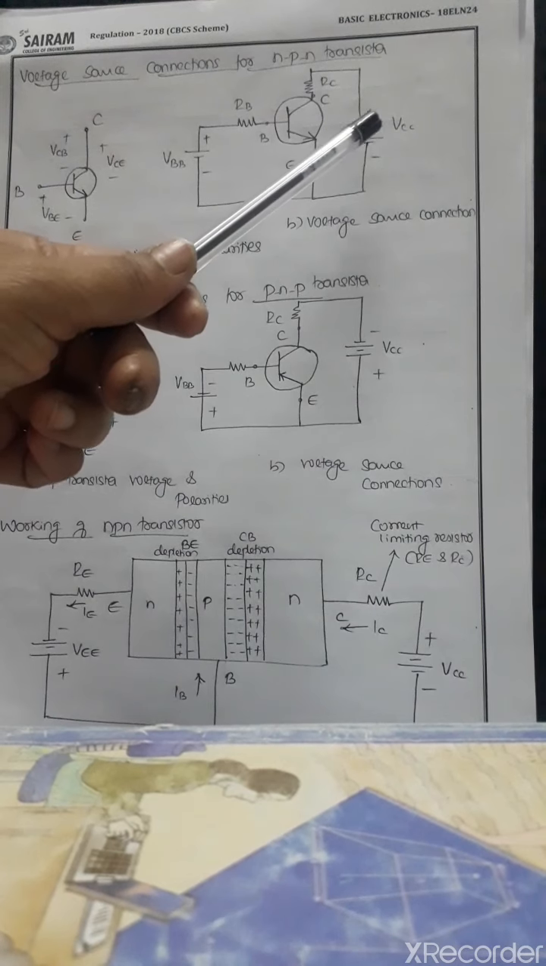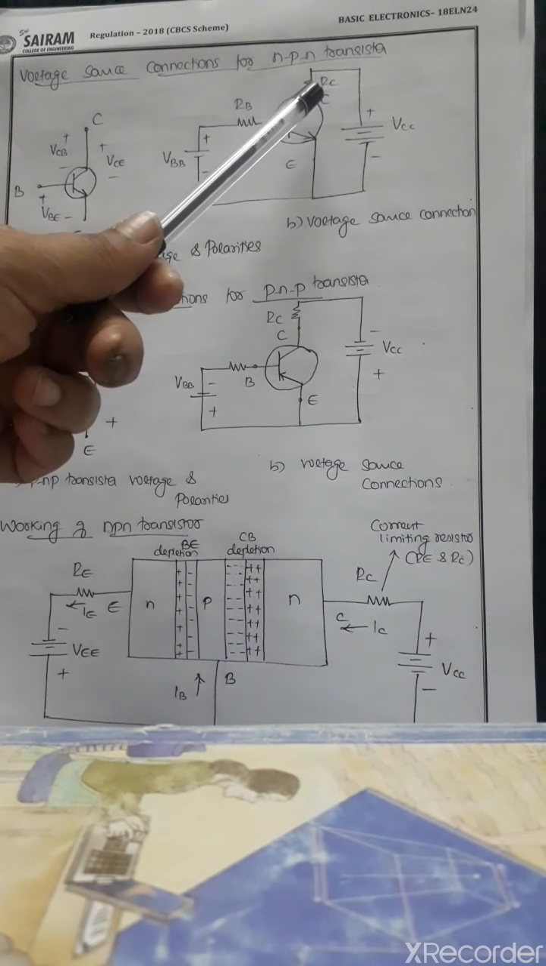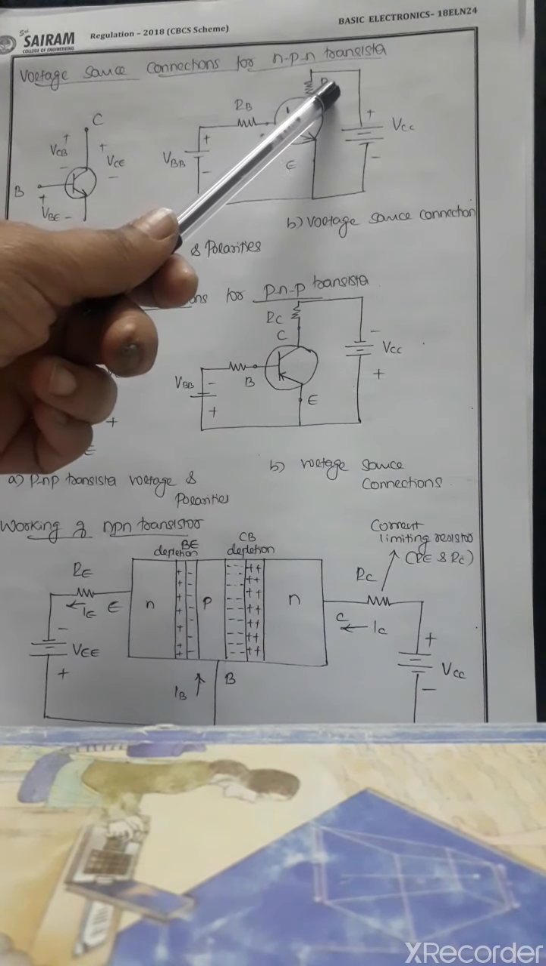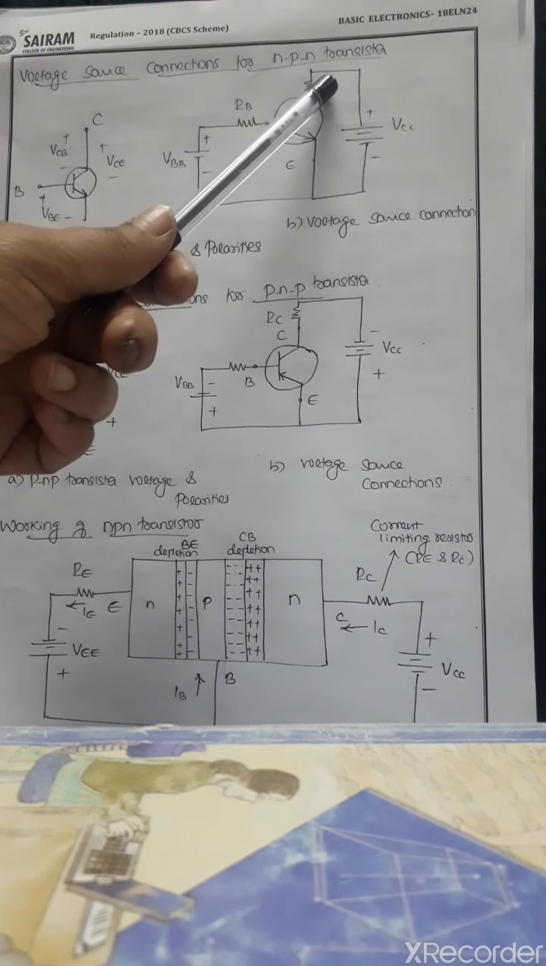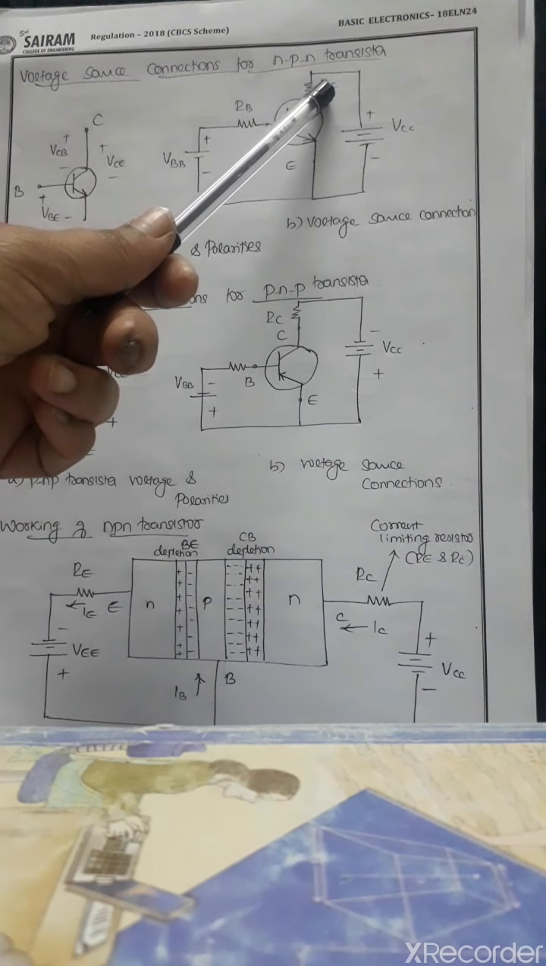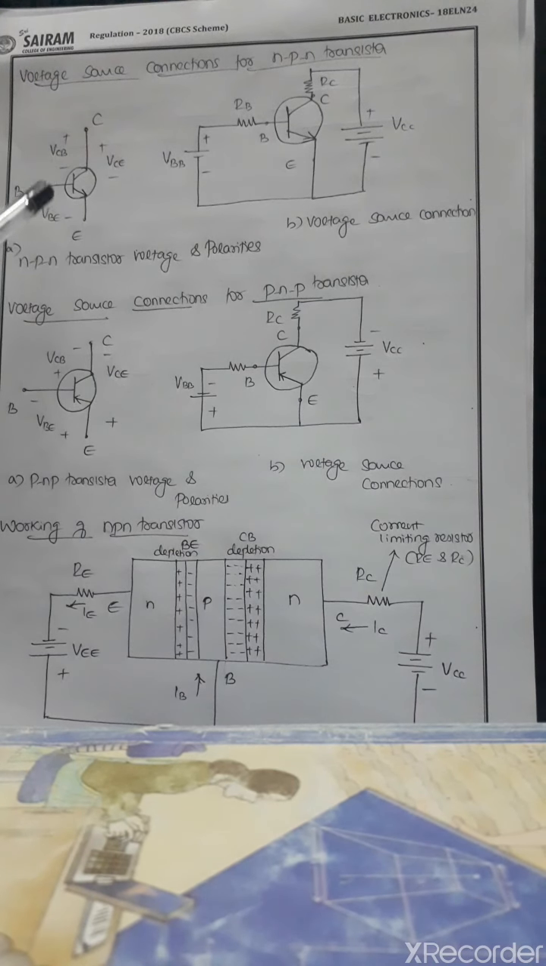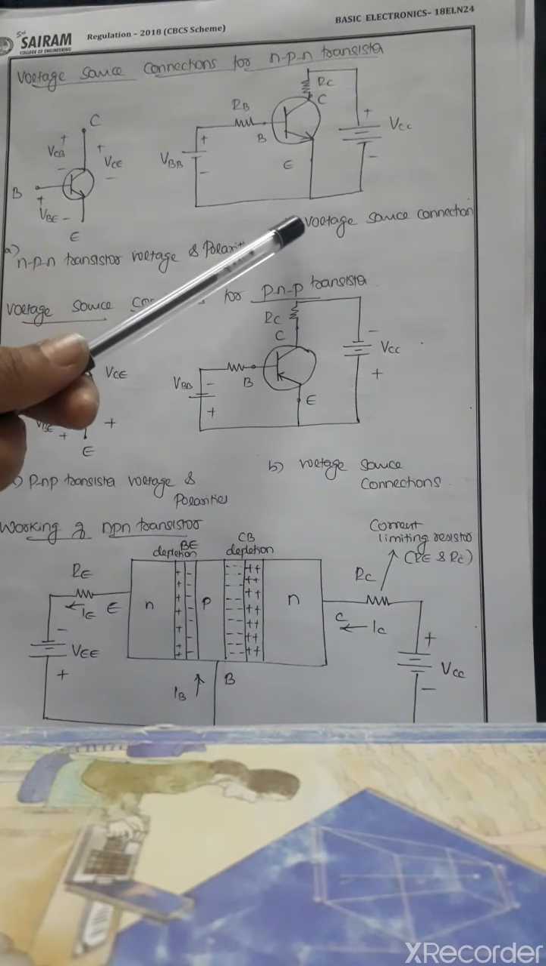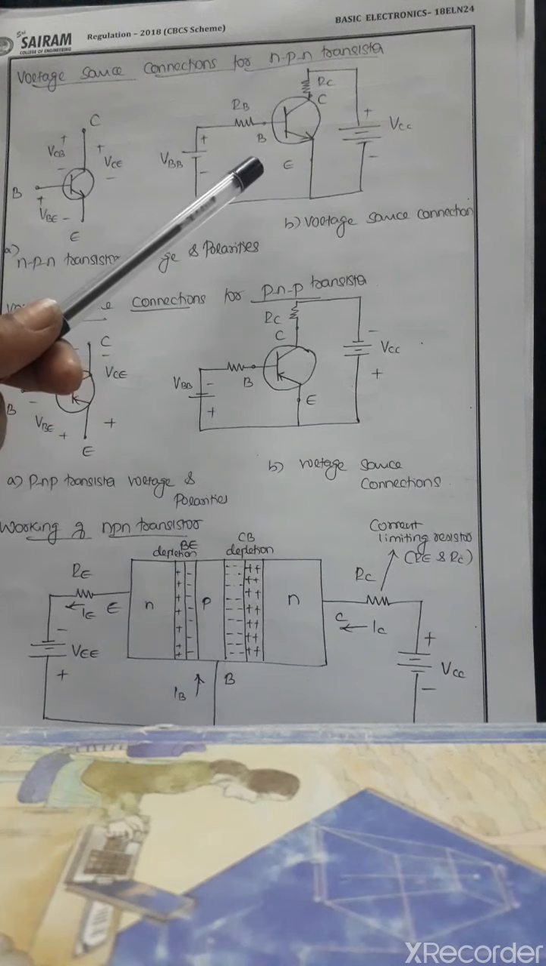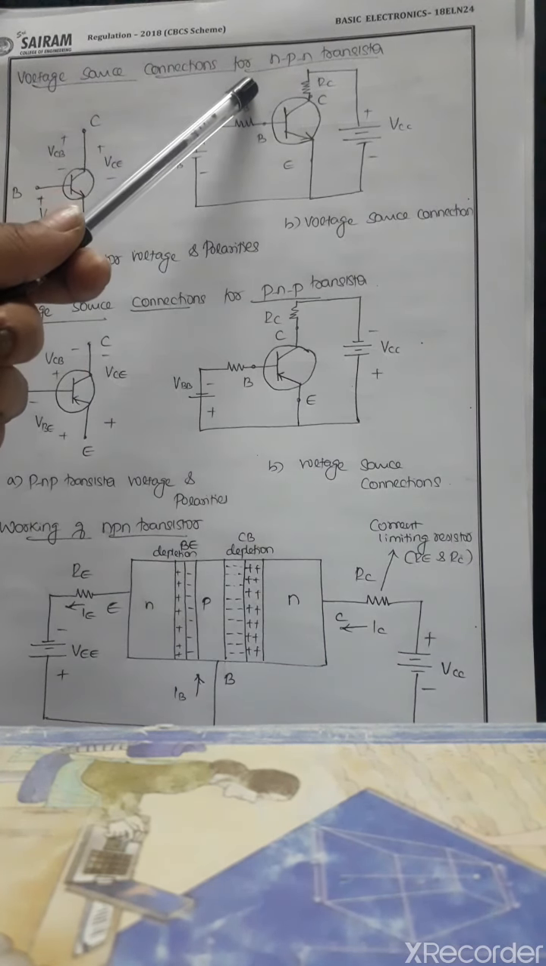Again, the voltage source VCC is connected to the collector terminal with the help of this series resistor RC. Again, it is named a current limiting resistor. So this is about the voltage source polarity and the voltage source connection for the basic operation of a transistor, that is, for the NPN transistor.